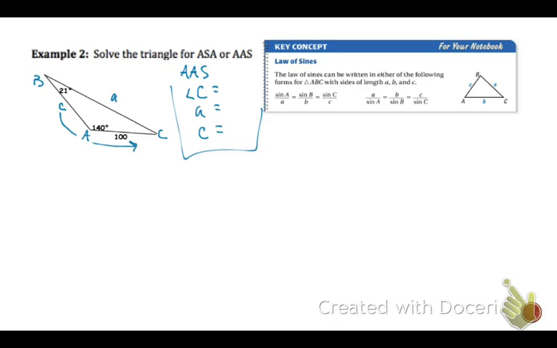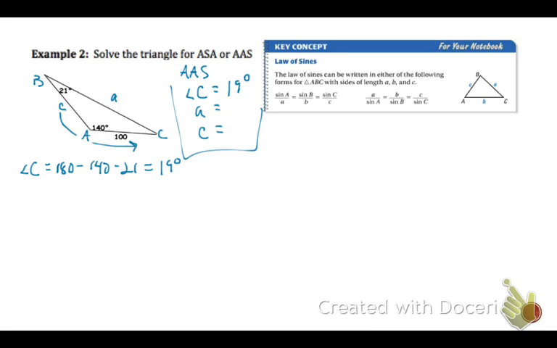So I'll start with my angle again, because I can take 180 and subtract 140 and 21, which will give me 19 degrees.